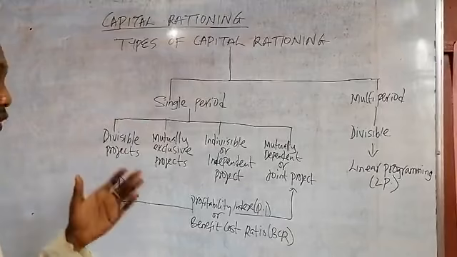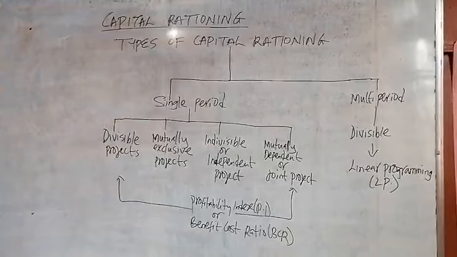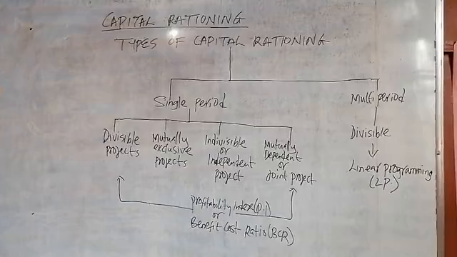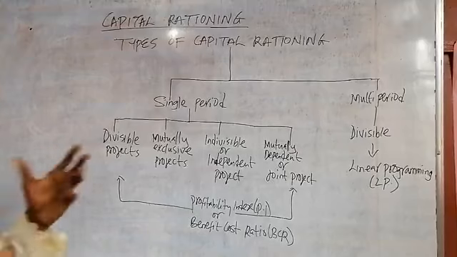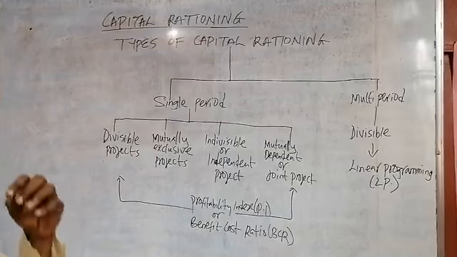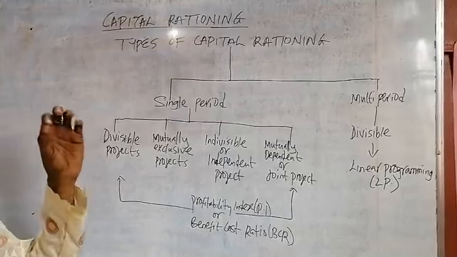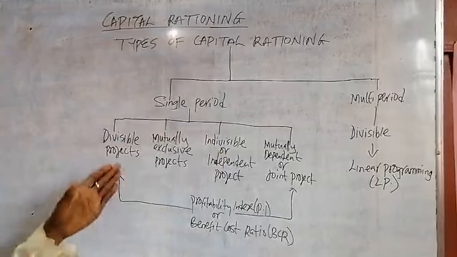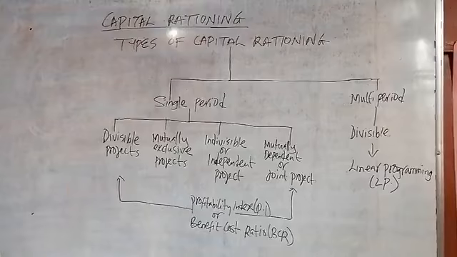The internal factor is a result of the management of the organization, while the external factor is a result of restrictions and constraints on sources of funds in the market, such as the financial institutions, the capital market, and so on. So I gave the causes as soft or internal cause, and the second cause, the external or hard cause of capital rationing.